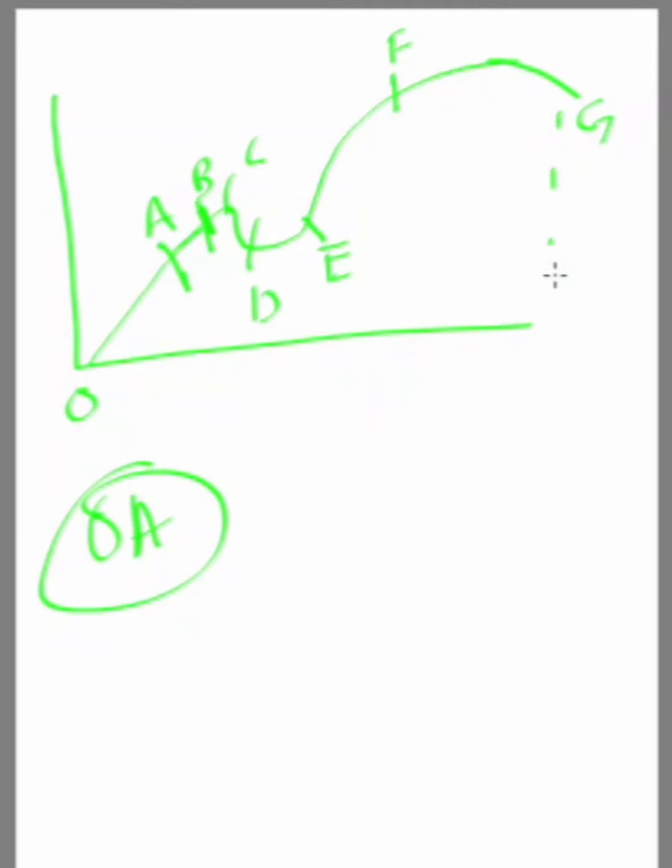And here the yield stress will be 200. This is the stress strain graph of mild steel in tension. Okay, that's all for this portion.